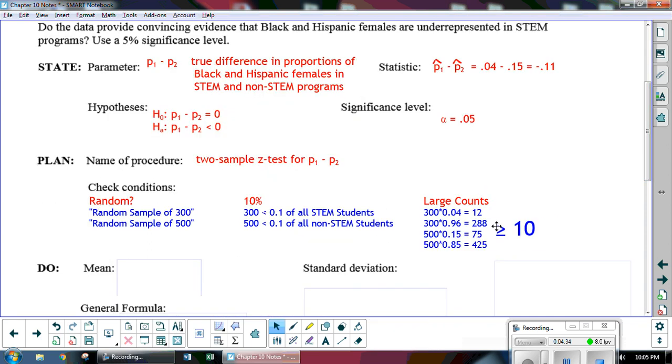And then obviously you're going to go through and you're going to do all of the percentages. So everything there's bigger than 10. So we're random, we're independent, we've got normality. Sounds like we're ready to go.